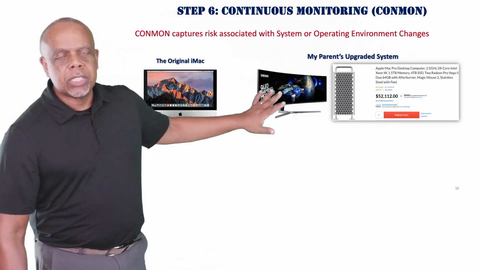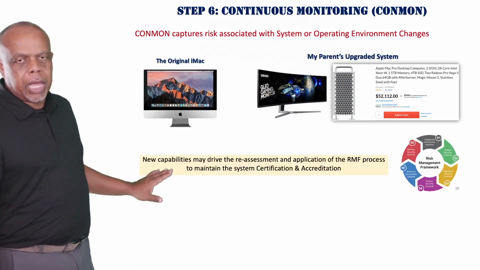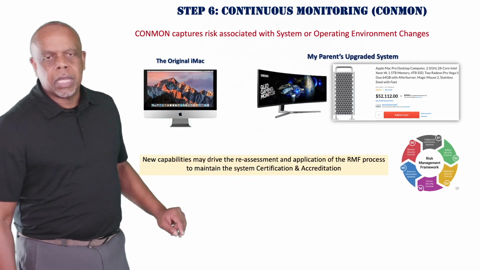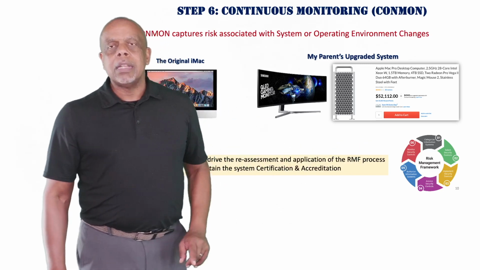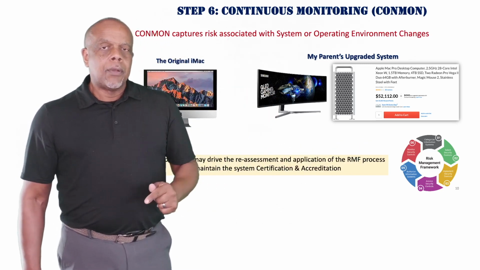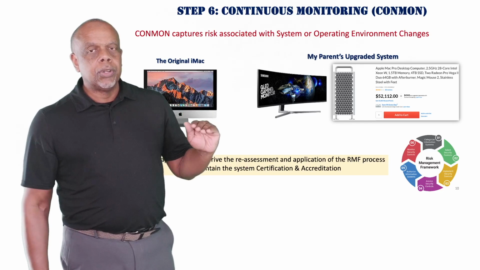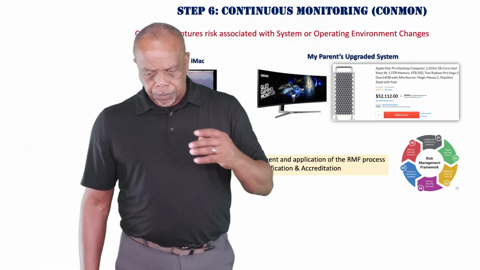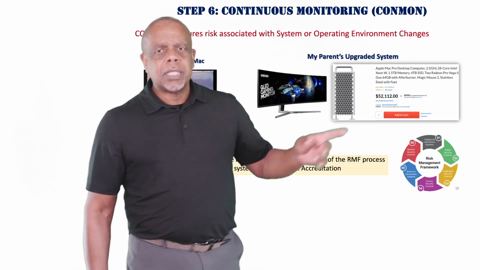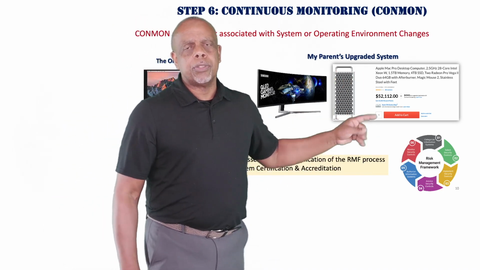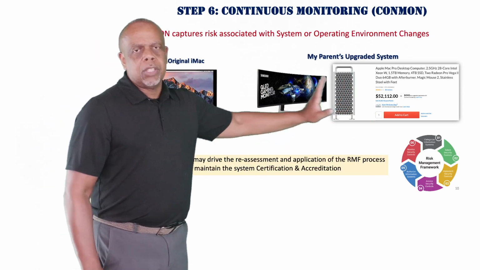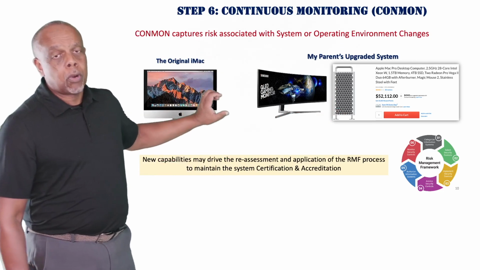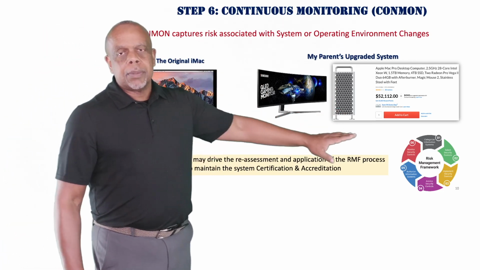So when I look at this system now, there are probably some things I need to do. There are new capabilities that may drive the reassessment and application of the process. What does that mean? I need to go all the way back to step one and recategorize, because I guarantee their security requirements now have changed. Availability and protection mechanisms, other things. I need to start this whole process over and walk through it again based on this change in environment. So when things change in the environment and it changes the risk posture or the risk profile, then yeah, we need to relook and many times go back.